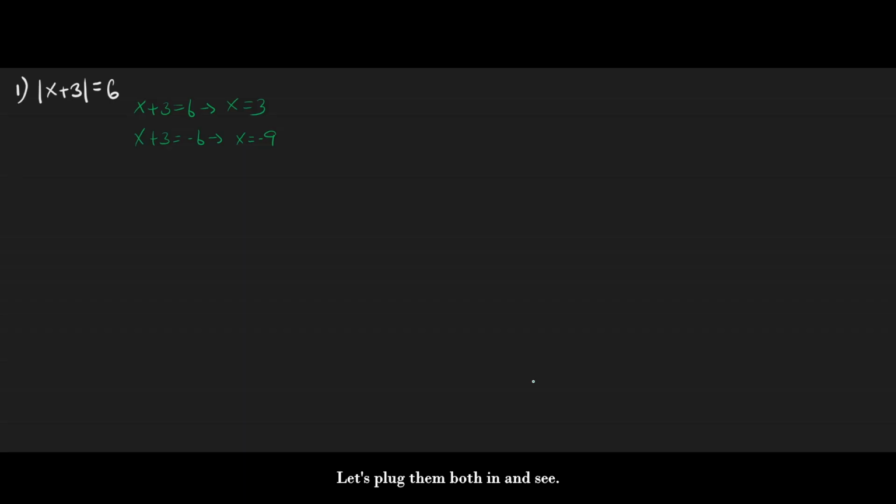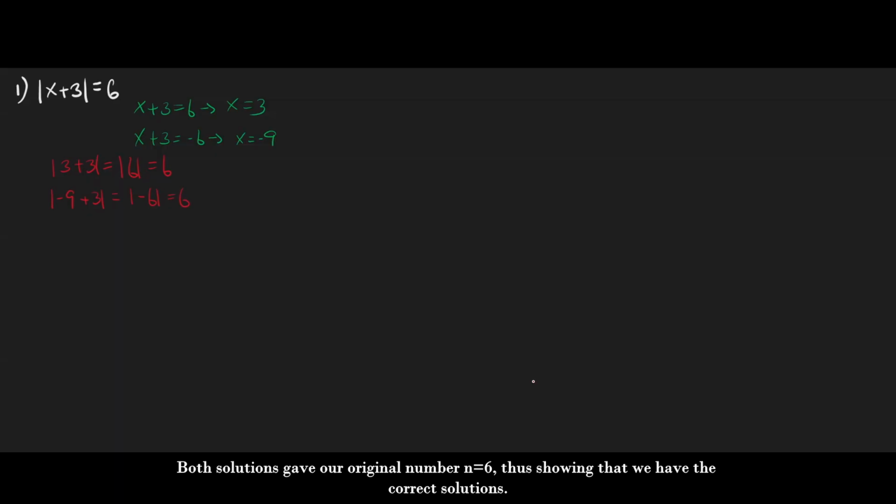Let's plug them both in and see. For the first one, the absolute value of 3 plus 3 equals the absolute value of 6 equals 6. Then the second one, the absolute value of negative 9 plus 3 equals the absolute value of negative 6 equals 6. Both solutions gave our original number, n equals 6. That's showing that we have the correct solutions.